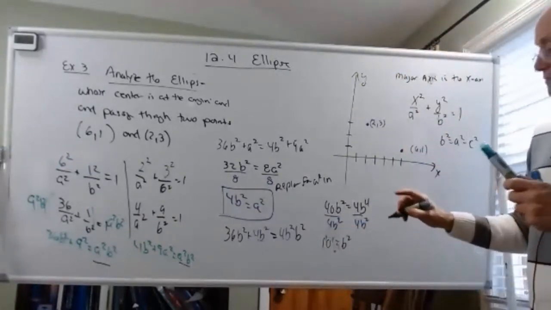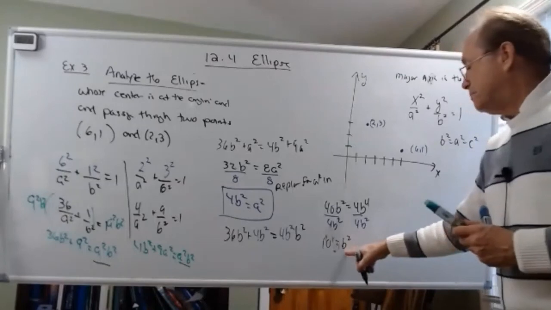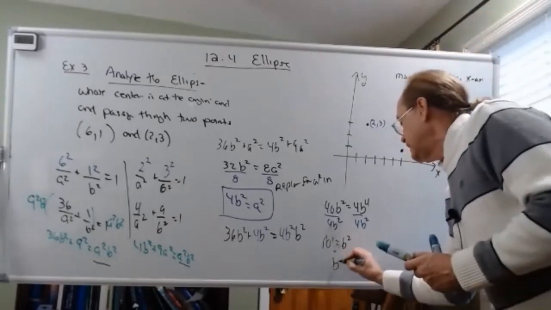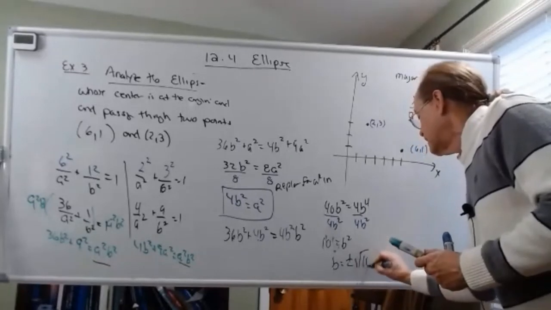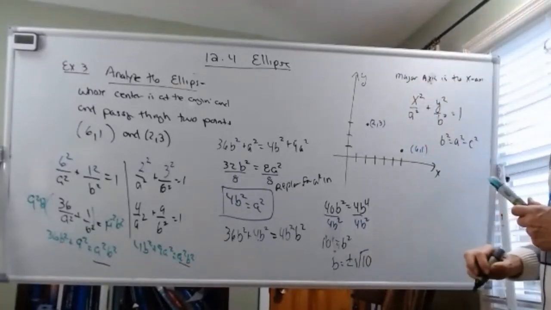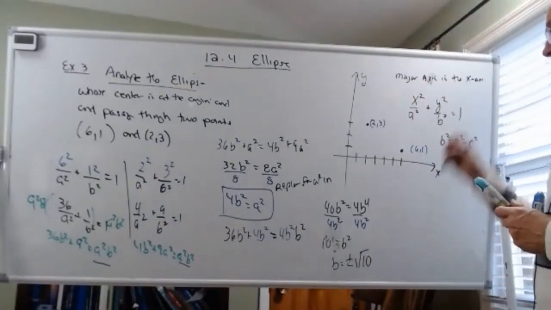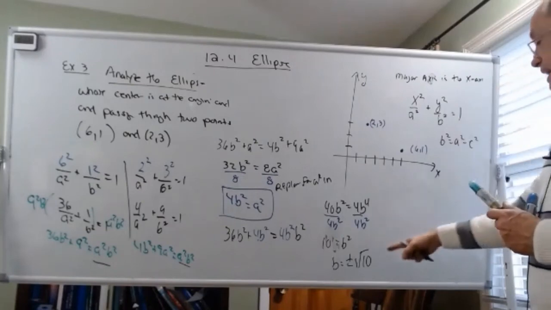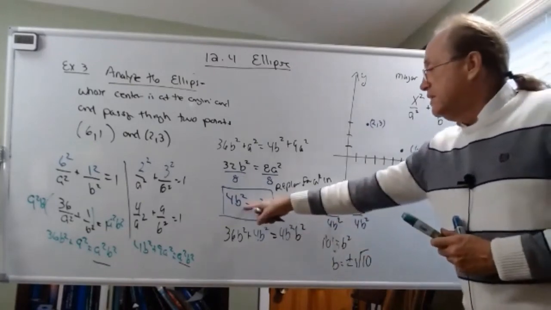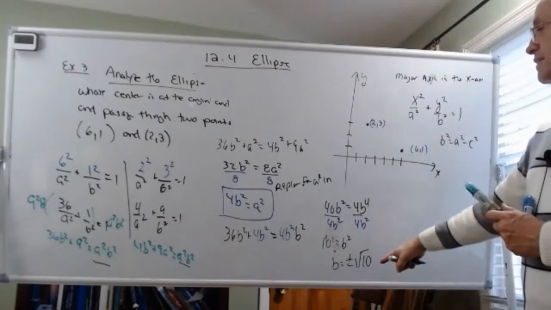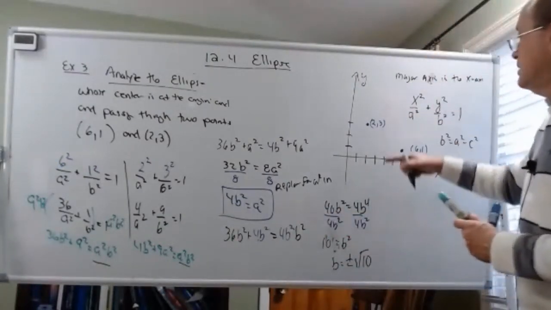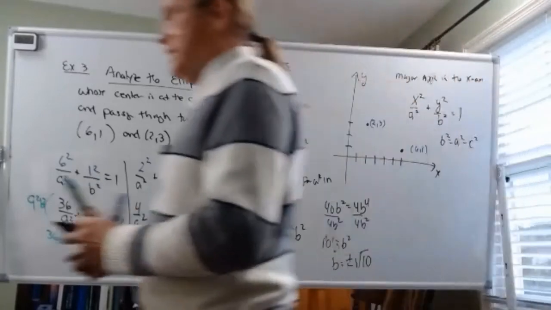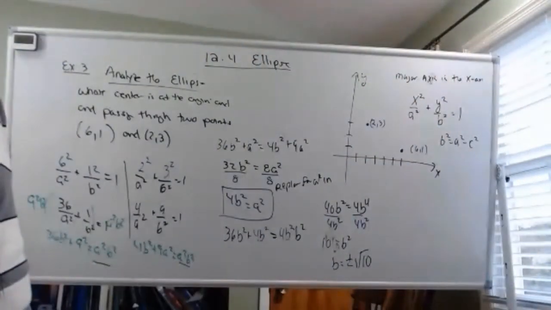The numbers are not perfect and nice, but it tells me what b is. This tells me b is plus or minus the square root of 10. So that gives me some information to go on. Now, what can I do with that? Well, I can come over here and figure out what a is. Now I know what b is, square root of 10, so let's just get the decimal approximation for that.